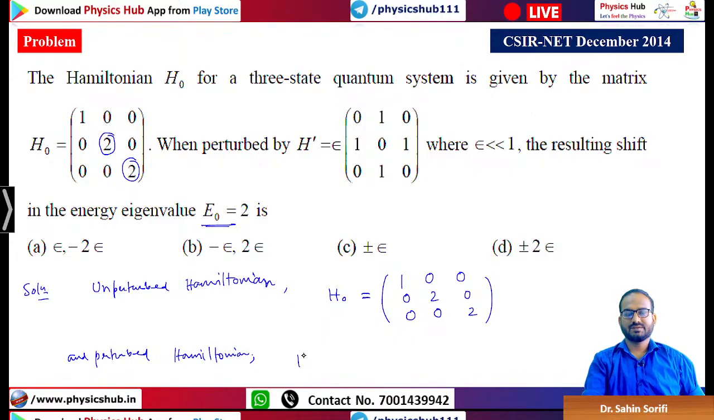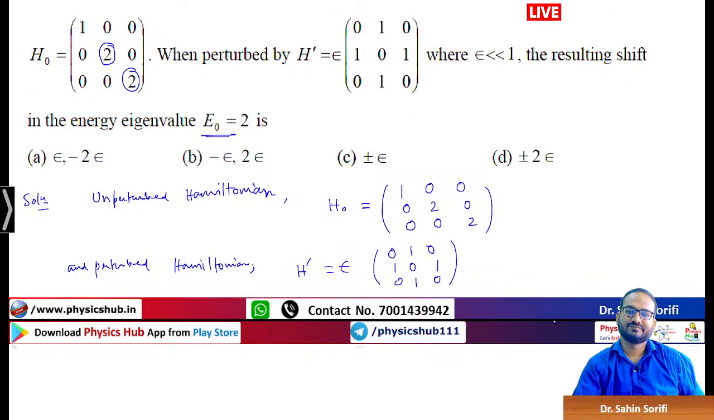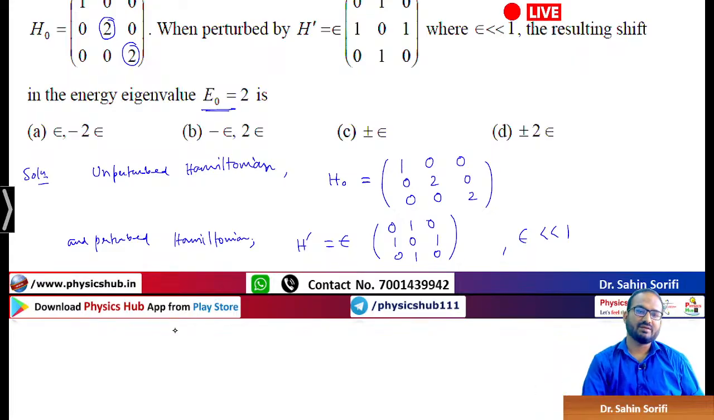The perturbed Hamiltonian is H prime equals epsilon times the matrix [0 1 0; 1 0 1; 0 1 0], with epsilon much less than 1. So the unperturbed Hamiltonian will give you the energy eigenvalues as follows.